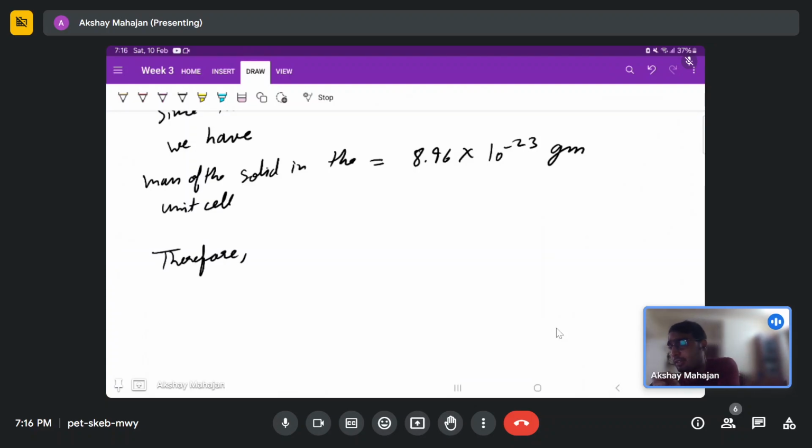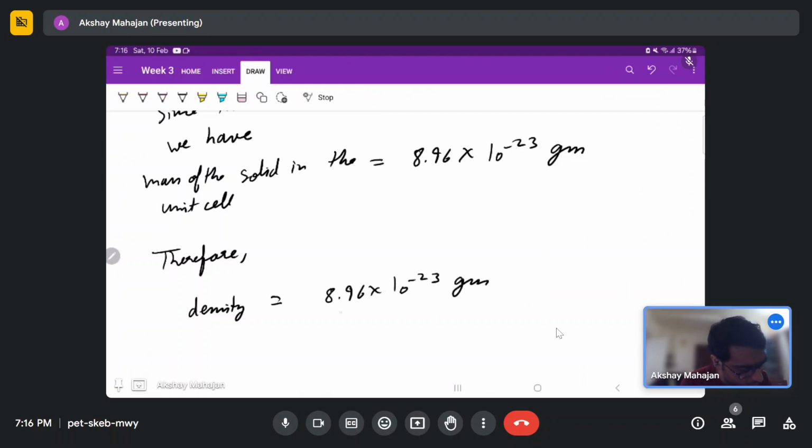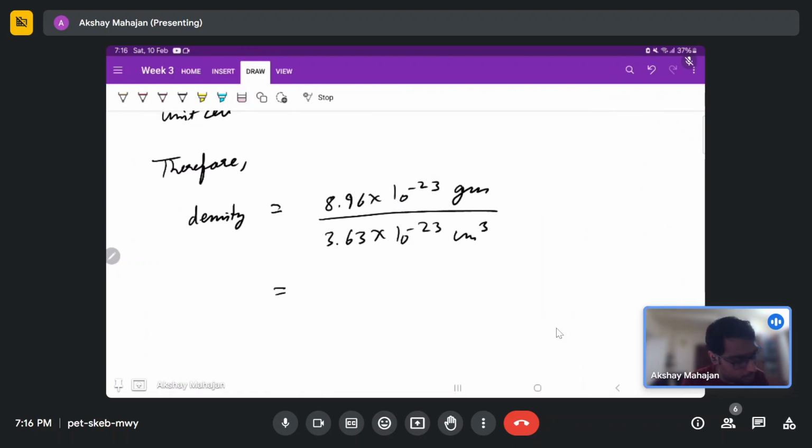Therefore, the density of the solid will be just equal to whatever the mass is, which is 8.96 into 10 to the power minus 23 gram, divided by the volume of the unit cell, which is 3.63 into 10 to the power minus 23 centimeter cube. So this will give you 2.47 gram per centimeter cube. Right. So this will be your answer, 2.47 gram per centimeter cube. So this will be the density of our solid.